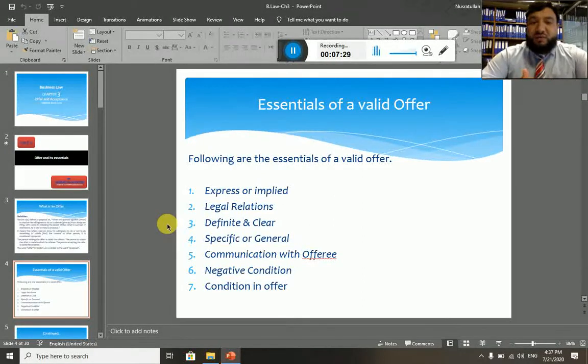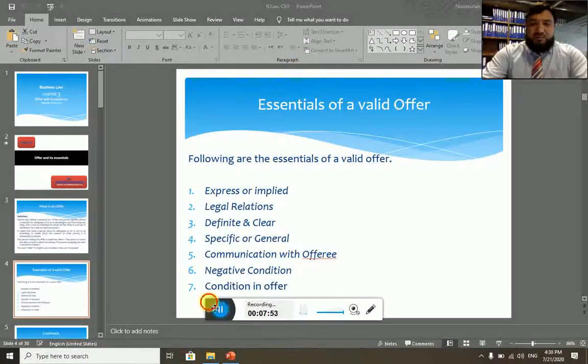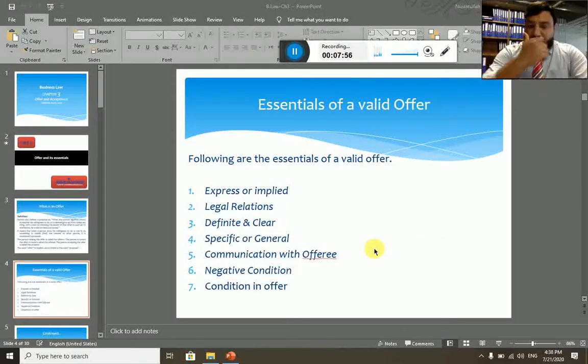While making an offer, we have to keep in mind that all the essentials mentioned here are present. If we are to accept an offer, we have to see whether that offer contains all these essentials or not. Okay, so let's begin. I'll first try to conclude all these 7 in the shortest and simplest possible way. Then we'll go through all the slides and explain them one by one as well.